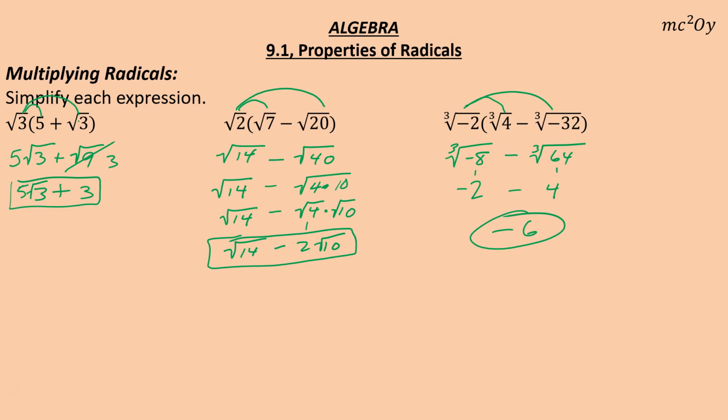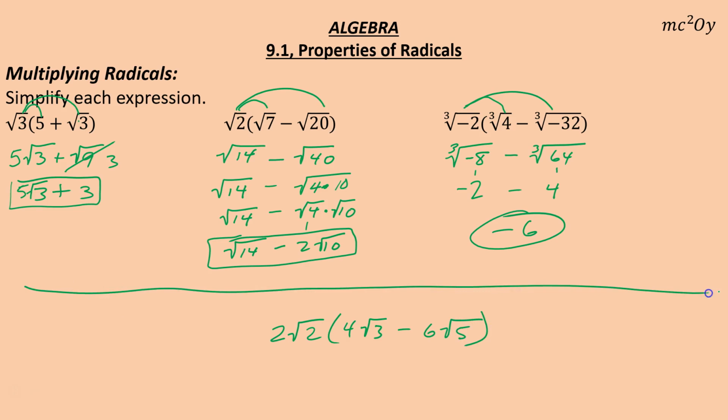Hey, just one little thing. If I had like 2 root 2 times 4 root 3 minus 6 root, I don't know, 5. When you multiply this one, this is a separate problem. When you multiply this, this would be 2 times 4, which is 8. Root 2 times root 3, which is root 6. And this would be 2 times negative 6, which is negative 12. And root 2 times root 5, which is root 10. Can't put the roots together. You can't simplify them. You are now done.